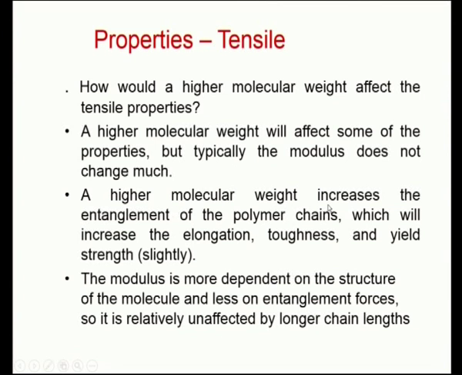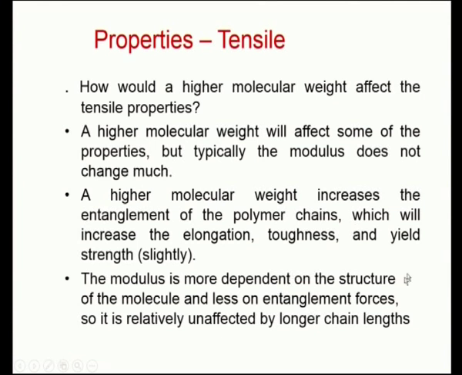Now a high molecular weight increases the entanglement of the polymer chains, which will increase the elongation, toughness and yield strength. Because when the material has high entanglement, then it needs more energy to deform. Therefore, it can withstand more stress. As a result, the elongation will increase. If the elongation increases, then the area under the stress strain curve will increase. Therefore, toughness will also increase, and the yield strength of course will increase slightly.